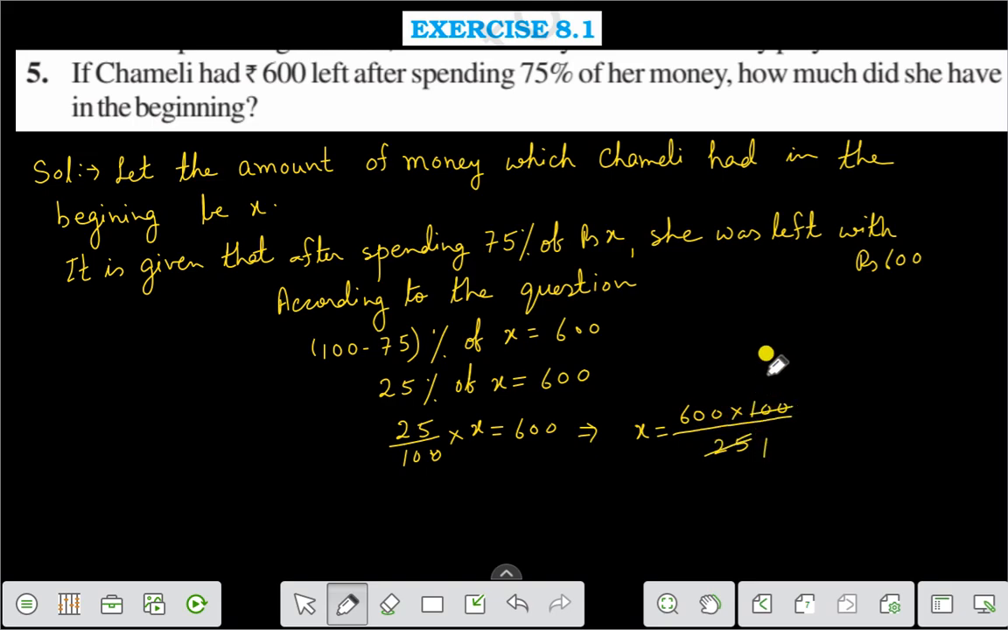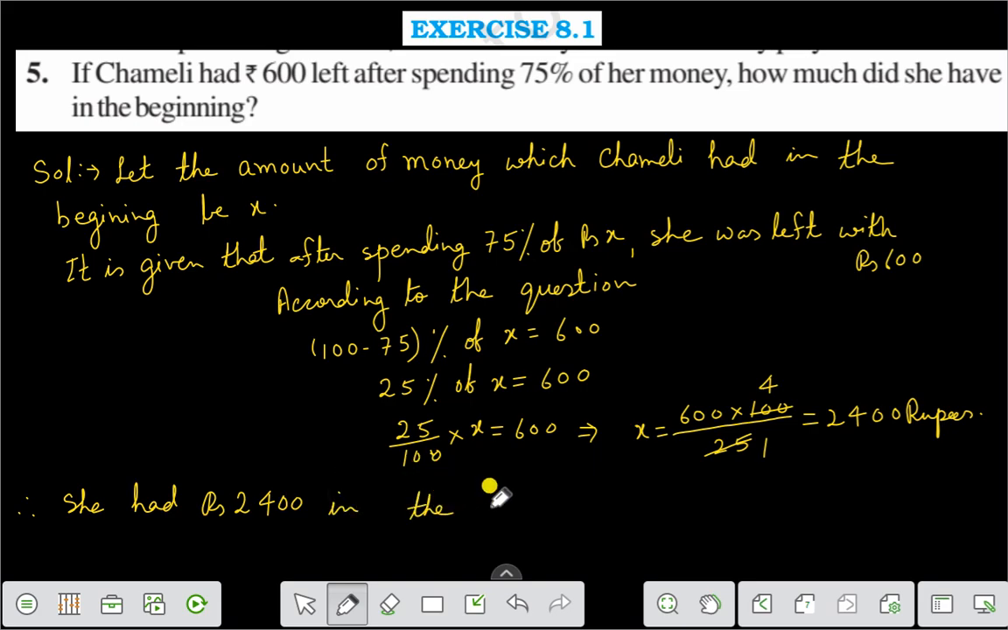25 fours are 100, so the result is 2400 rupees. Right? Therefore you can say she had rupees 2400 in the beginning.